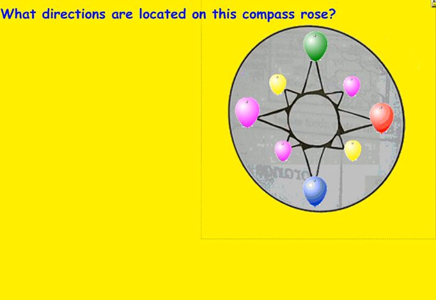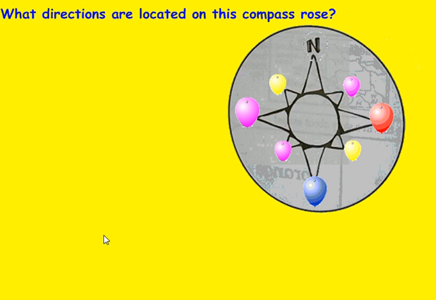What directions are located on this compass rose? Now, I know you all know your directions, so I'm going to label them for you. When I hit the balloon, it'll open up and show us the answer. So let's take a look. At the very top, do you know what it is? Did you say north? You're right. Look at that. N means north.